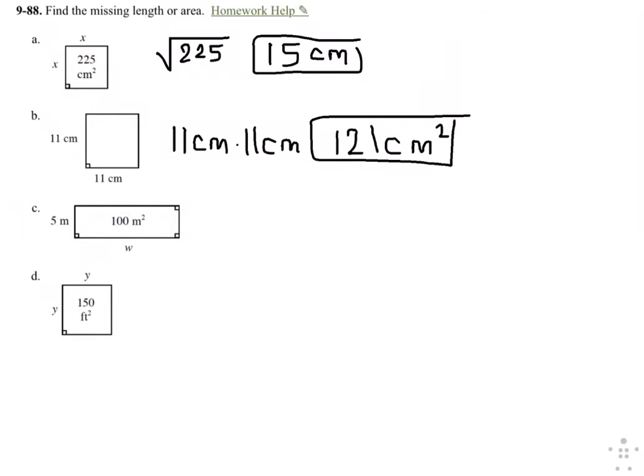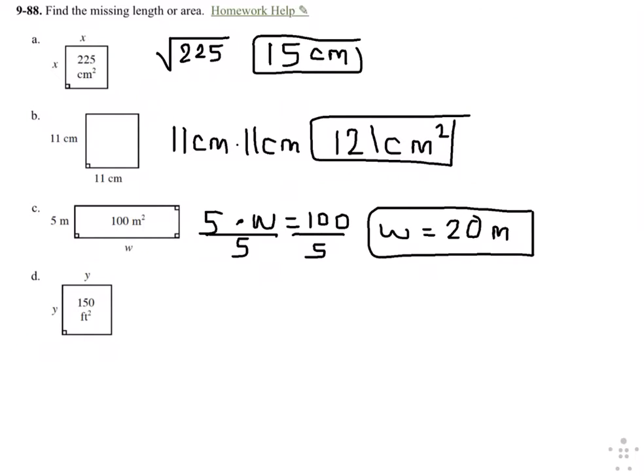For C, we have a rectangle, and they're saying it's 5 times the width equals 100. So we divide both sides by 5, right? And we get W comes out to be 20 meters, right?